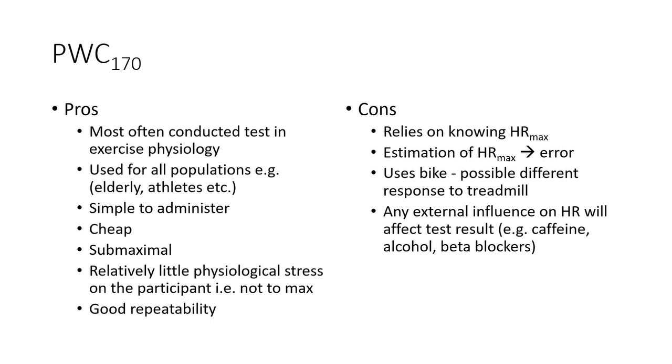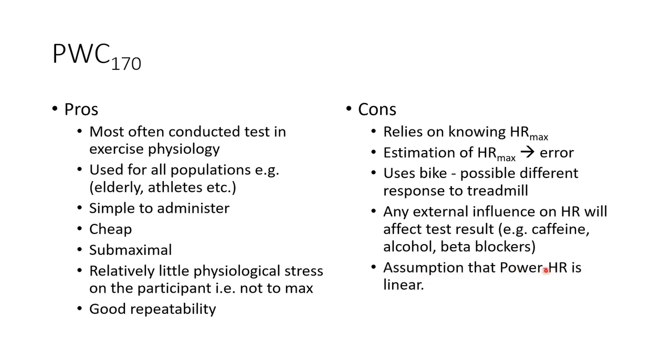And there are external influences on heart rate. So caffeine, alcohol, beta blockers, temperature, stress, these all affect heart rate. And so that will affect the result because it will change the slope of the curve and the data that is extrapolated from that curve.